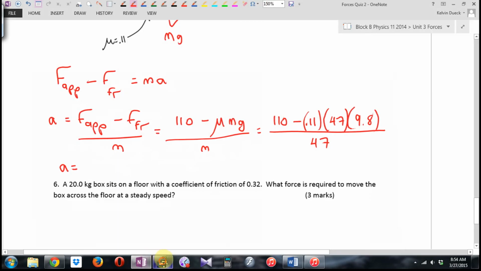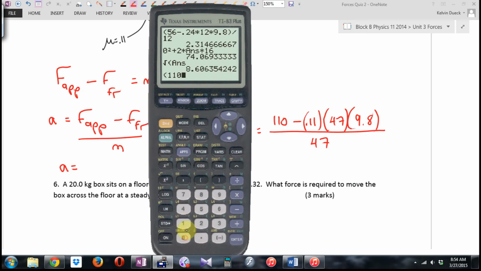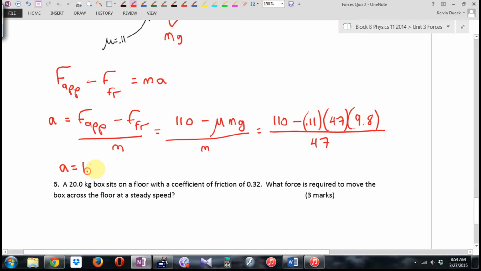Oh, wrong one. Bracket 110 minus 0.11 times 47 times 9.8. Close bracket divided by 47. 1.26, is that right? I'll take 1.3. If you got that, 3 out of 3. Otherwise, I would probably go 1 mark if I saw that, 1 mark if I saw that, and 1 mark for the answer.